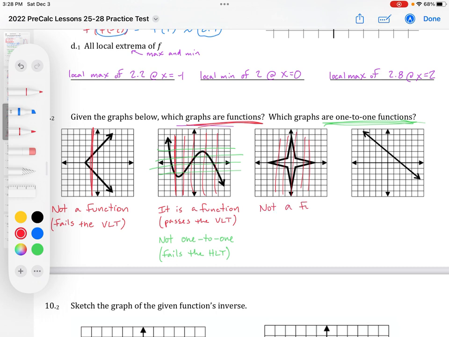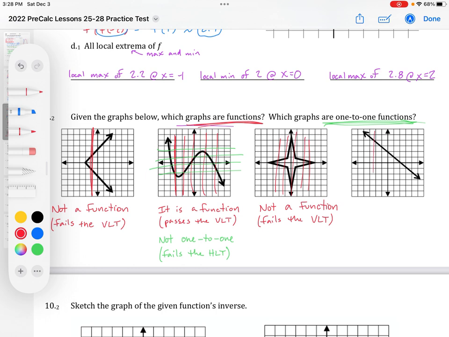So it's not a function. And if it's not a function, there's no debate whether it's a one-to-one function, because it's not a function in the first place. And that, again, is because it fails the vertical line test.